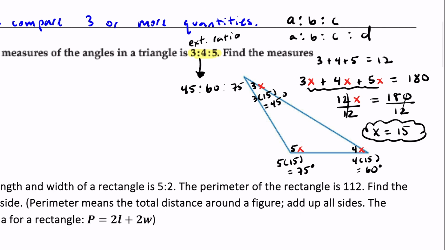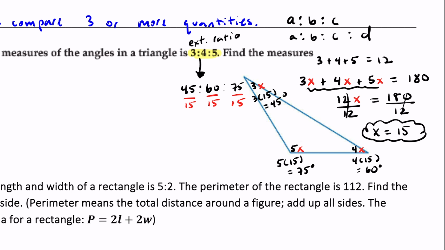Okay? And here's the thing. What you can do is you can check your work. I have my 45, 60, and 75. This is my extended ratio. And here is that 15, that x value that we found earlier. I can divide each of these numbers by 15 to check my work.